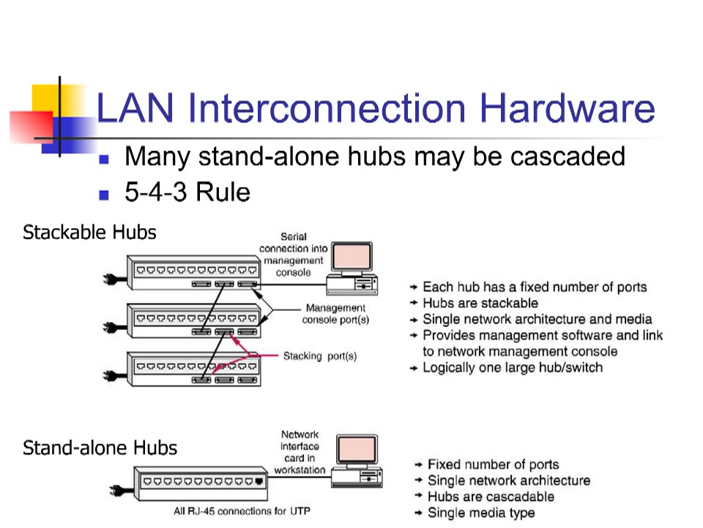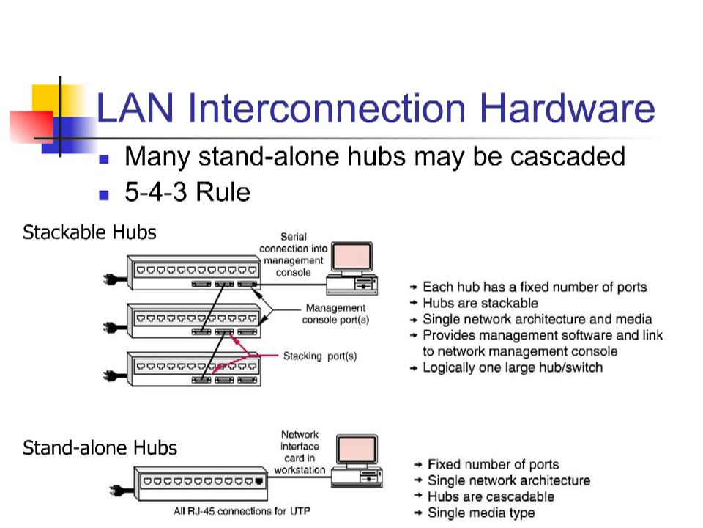So we finished looking at the individual architectures that are available for local area networks. Now we're going to take a look at some of the equipment that is used, starting with hubs here. And so there's different types of hubs, stackable hubs, standalone hubs, and then also we want to talk about the 5-4-3 rule. In fact, let's start with the 5-4-3 rule.